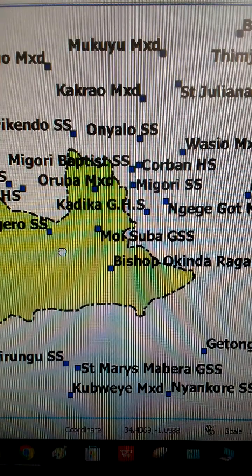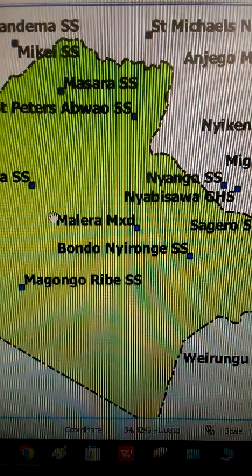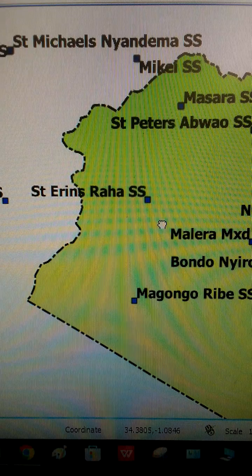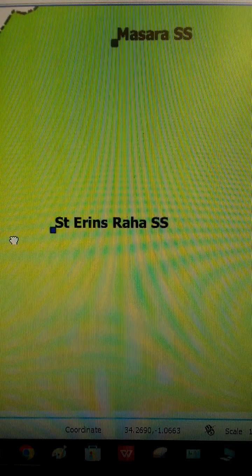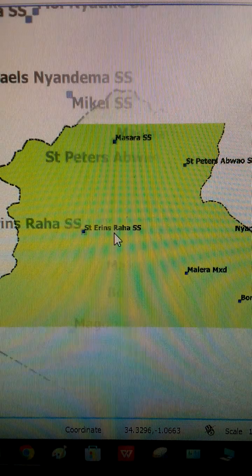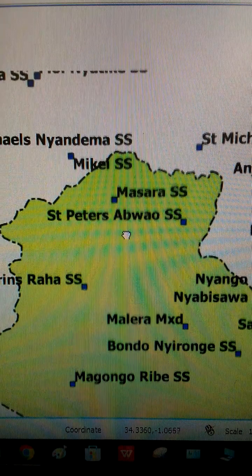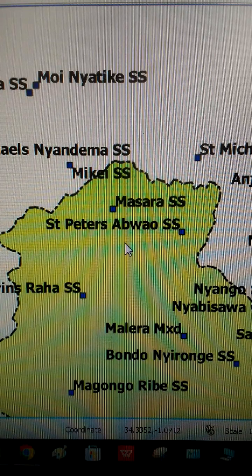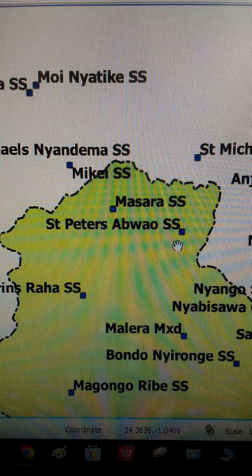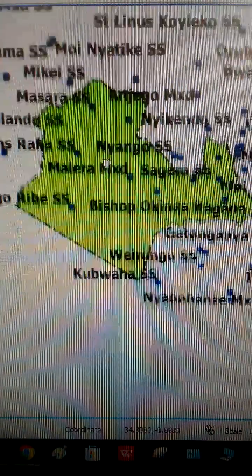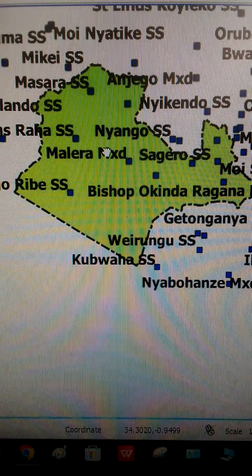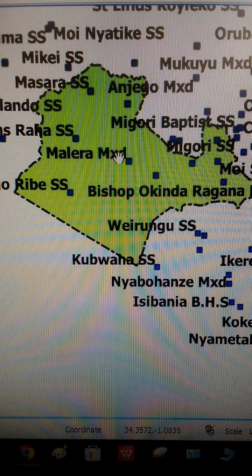Let's go back to the western part of the constituency. We have this school here, St. Erin's Raha Secondary School. Then to the north of the constituency, we have St. Peter's Abuao Secondary School and Masara Secondary School. Those are the schools in that constituency of Suna West and how they are distributed in that constituency.